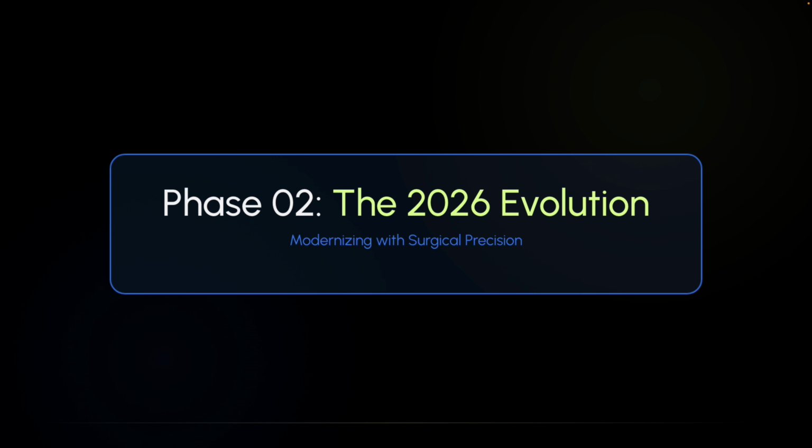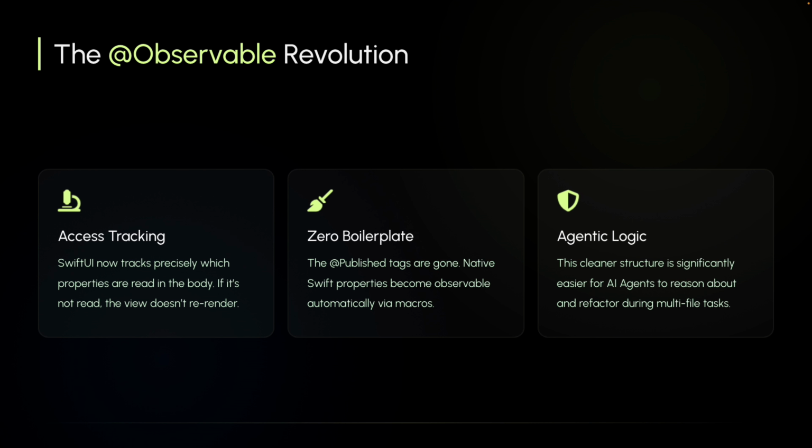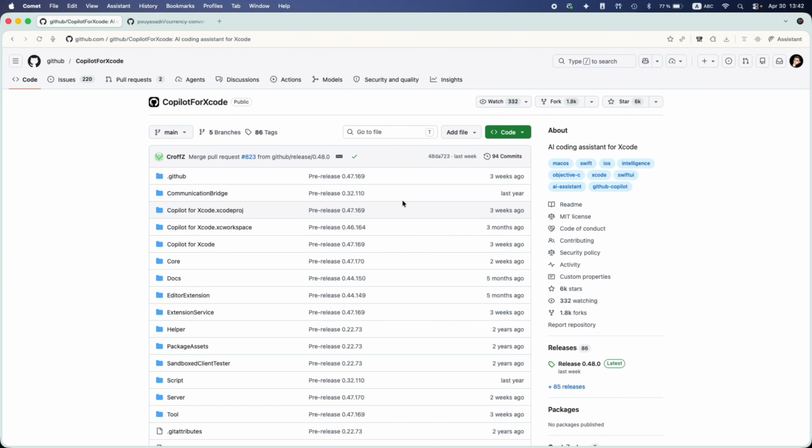But before we prompt our agent, we need to understand the cure, the Observable pattern. Unlike the old way, this uses access tracking. SwiftUI now knows exactly which property your view is looking at. If it's not on the screen, it's not re-rendering. It's surgical, it's zero boilerplate, and it's the perfect structure for an AI agent to work with. Now let's bring in our senior assistant, GitHub Copilot agent mode. Watch the workflow. I'm not just asking it to fix code. I'm giving it a specific architectural mandate.